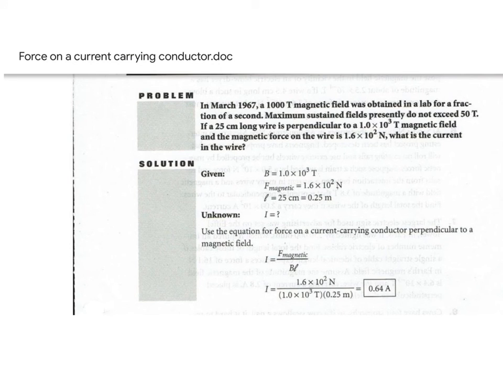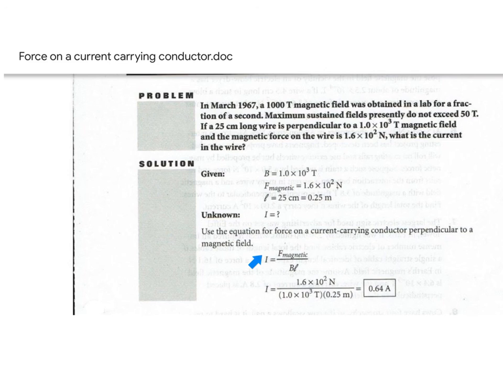Now here we have one where we have a length of wire. So in this example, it says that we have 1,000 Tesla magnetic field. So we've got that identified here. It was obtained, and let's see, we have a 25 centimeter long wire. We're going to go ahead and convert that over to our meters. So we've got that converted there. And it says the magnetic force on the wire was 1.6 times 10 to the second, and it's asking what is the current.